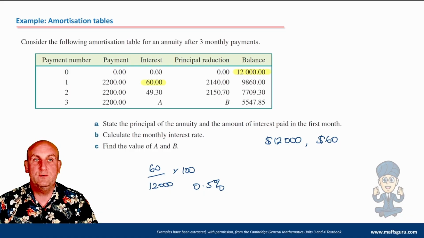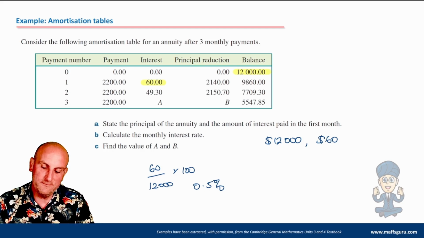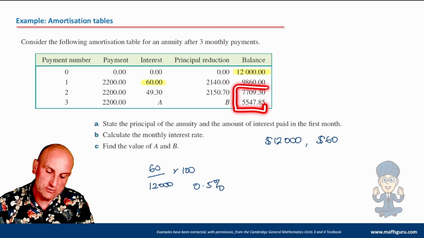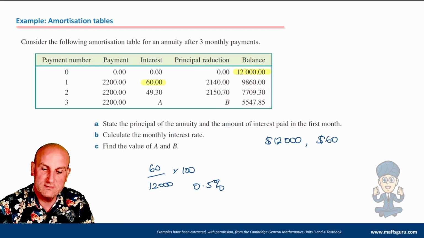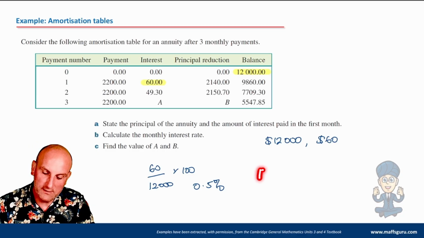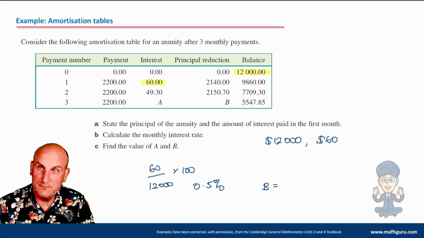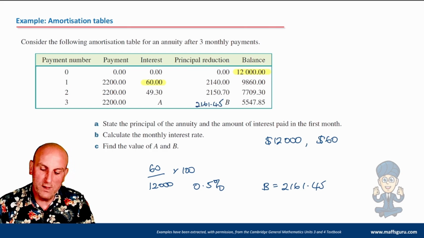Then it goes on and says find the value of A and B. All right, well in that situation, I can't actually use any information in the table because it doesn't actually, yes I can. What do I know? That if I subtract these two values here, I'm going to get B. So the first thing I'm going to do is 7709.30, and subtract from that 5547.85, because that stands for my principal reduction. So I know that in that situation, B is going to be 2161.45. So I'm going to write that there. Well, can I now work out my interest?